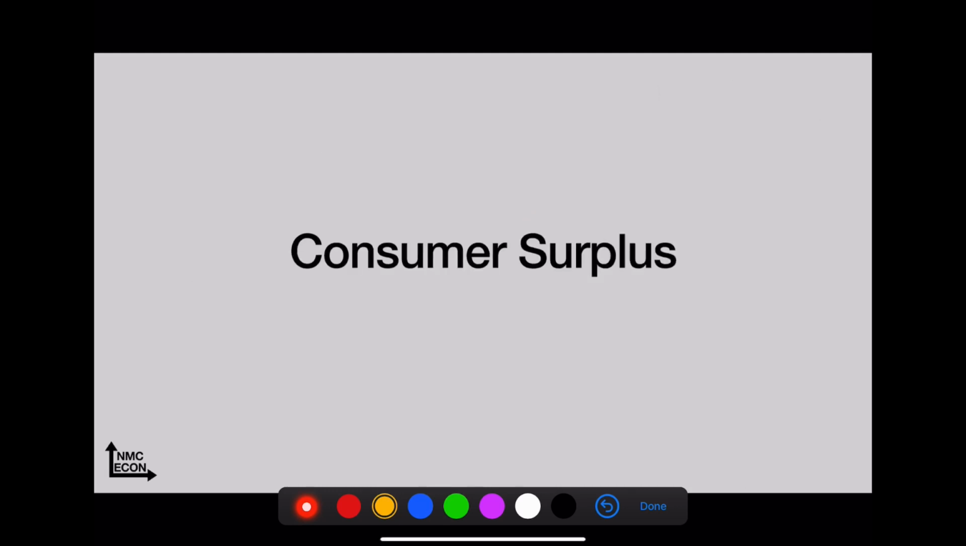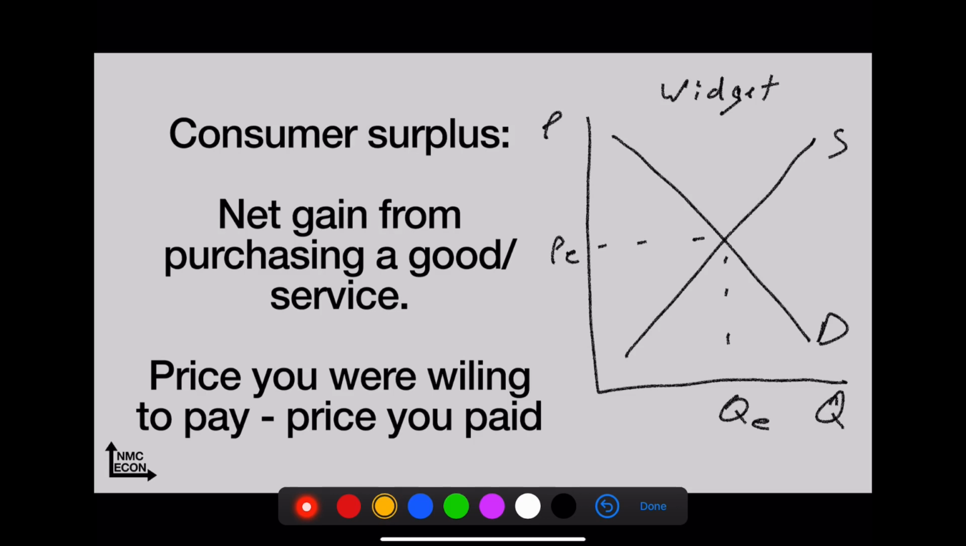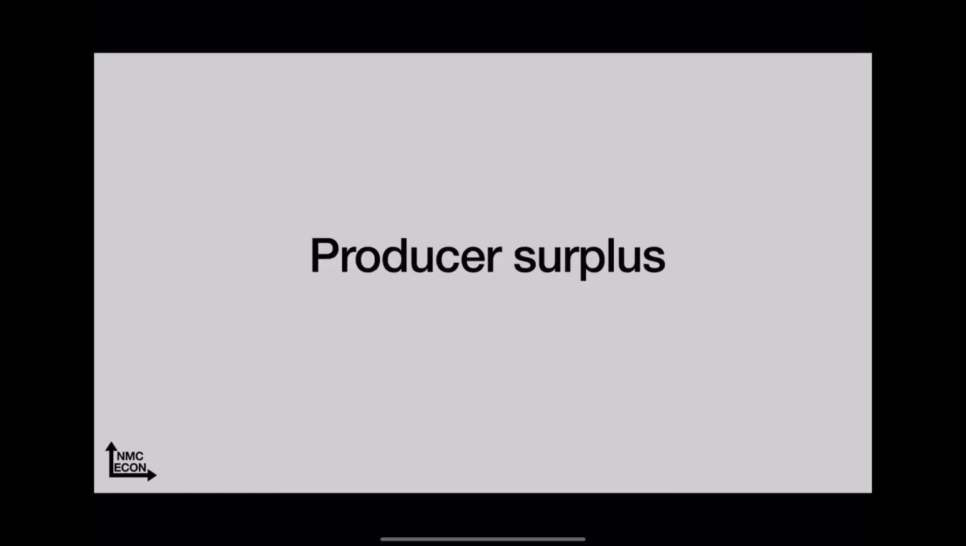Consumer surplus. This is the net gain from purchasing a good or service. Basically, it's the price you were willing to pay minus the price you paid. I like to think about this like, how good of a deal do you feel you got? It's graphically reflected by finding PE and then shading in the triangle above that price until you hit the demand curve. That's consumer surplus.